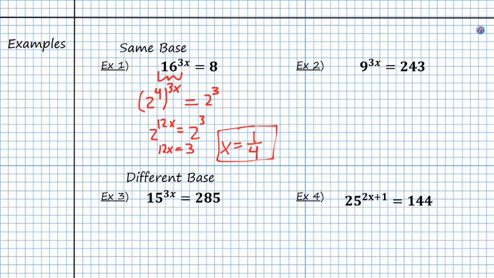All right, so example 2, this one, again, is a little bit more difficult because I have this 243 number. So I'm going to start with 9, right? And I'm going to say, okay, well, what can I reduce that to? And I can say that's 3 squared to the 3x power. Now, for 243, you can go through the powers of 3 and see which one it is.